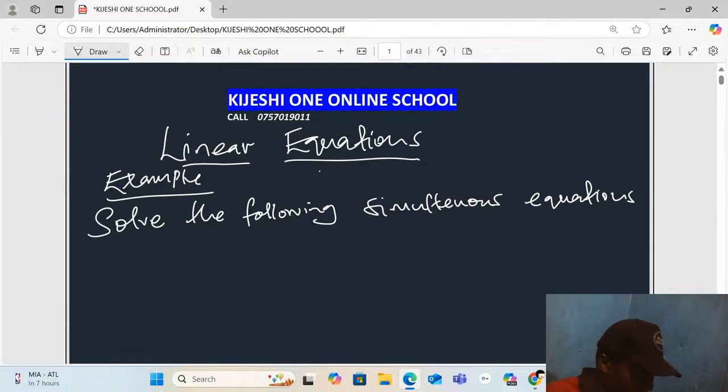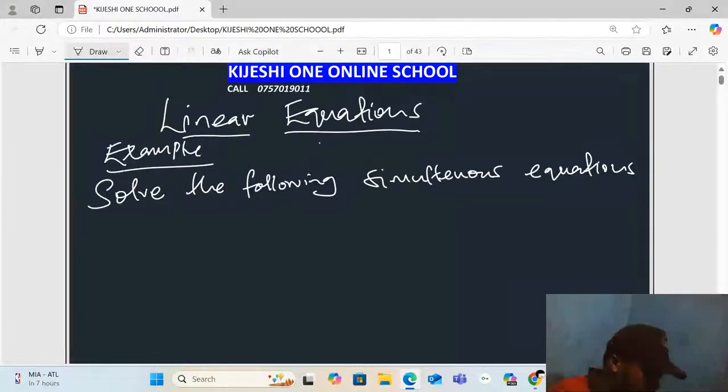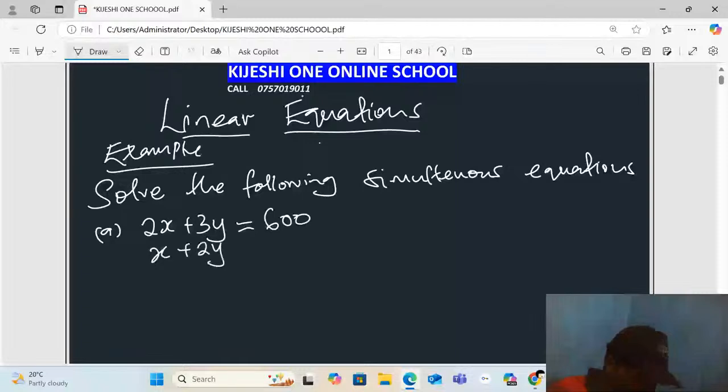Now, we have the first one, which is 2x plus 3y equal to 600. And then we have x plus 2y equal to 350.